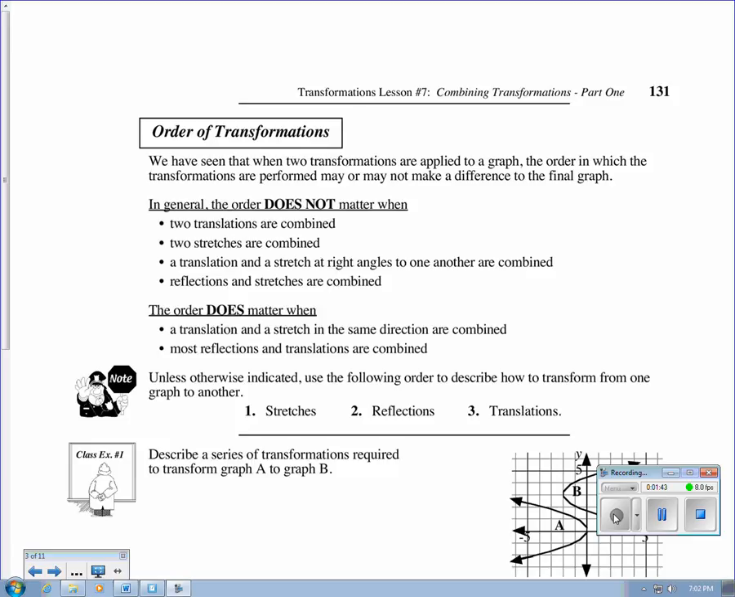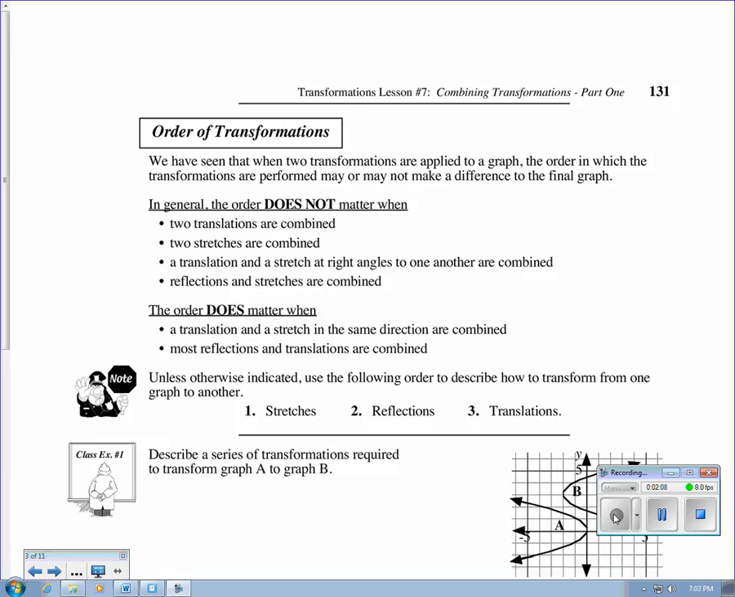So take a look at the generalizations. Order does not matter if I combine two translations, if two stretches are combined, if a translation and a stretch are at right angles to one another, if reflections and stretches are combined. Order does matter when a translation and a stretch are in the same direction or combined, and when most reflections and translations are combined.